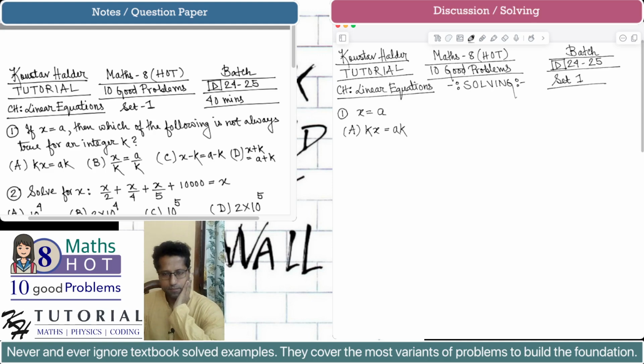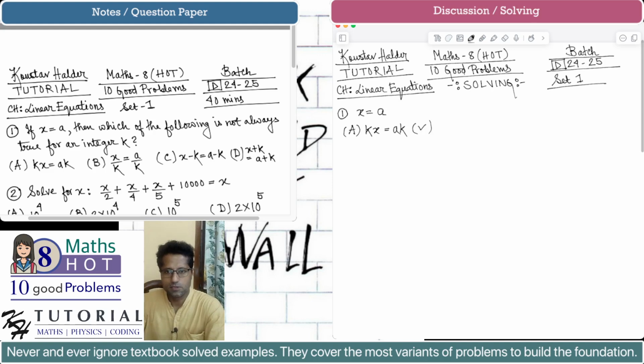Now regarding choice a, if k is an integer, we can always multiply both sides. We know that in solving an equation, as one of the rules to solve a linear equation, we can always multiply both the sides by the same number. So in this case, we can multiply both the sides with k, and kx equal to ak will always be true for an integer k. So this is true, so definitely it will not be the correct choice.